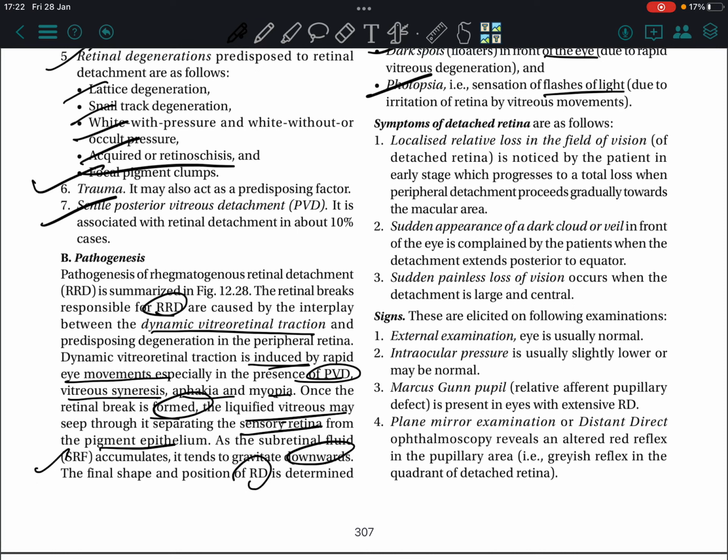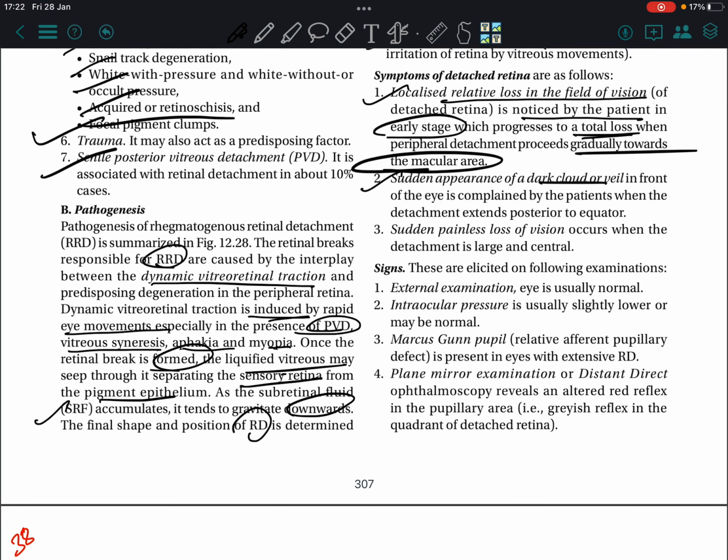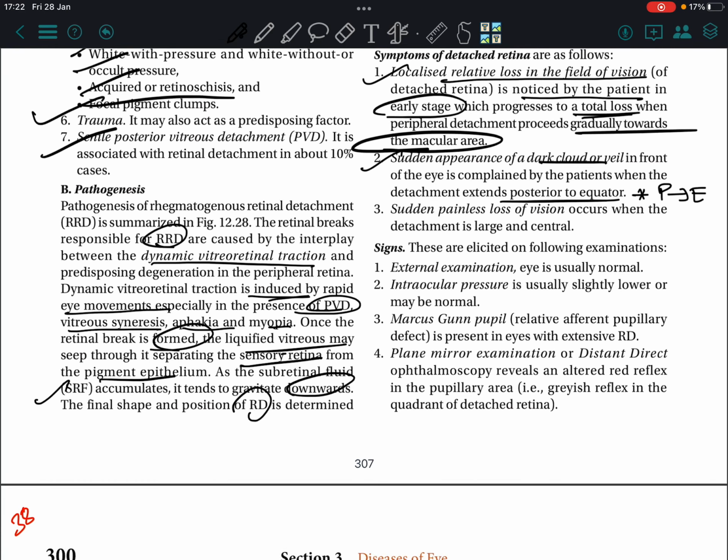Symptoms of detached retina: a localized relative loss in field of vision is noticed by the patient in the early stage, which progresses to total loss when peripheral detachment proceeds gradually towards the macular area. Sudden appearance of a dark cloud or veil in front of the eye is complained of by patients when detachment extends posterior to the equator. Sudden painless loss of vision occurs when the detachment is large.